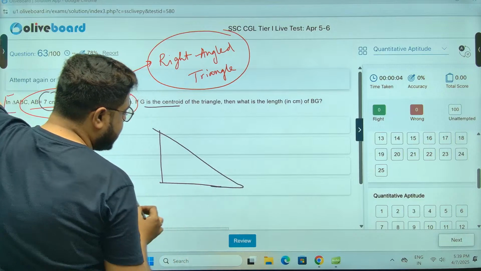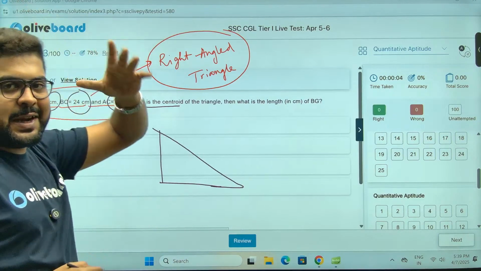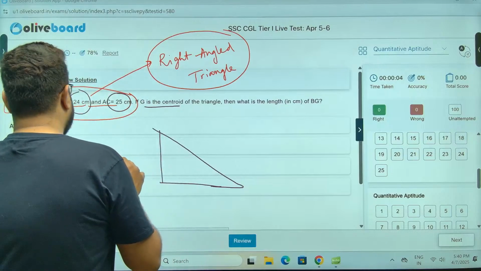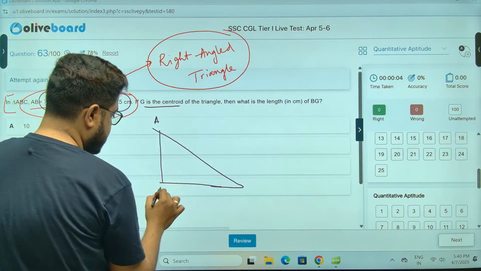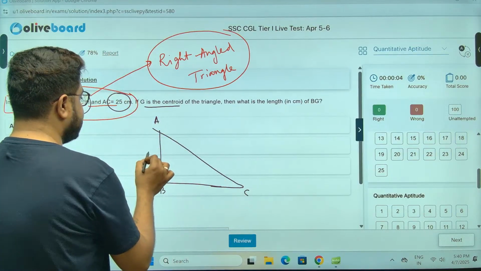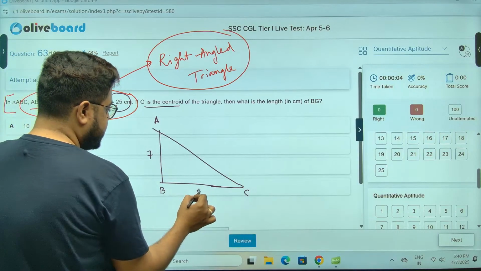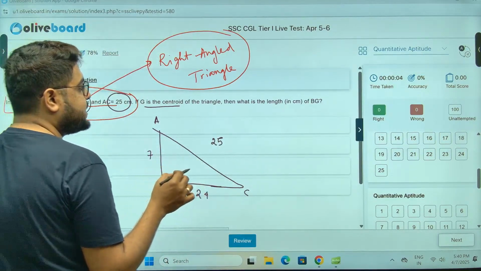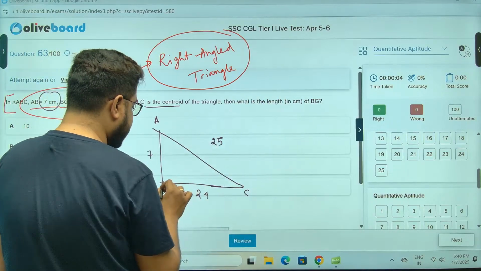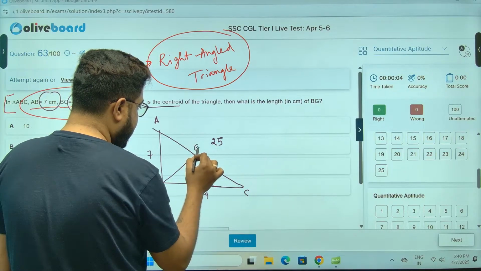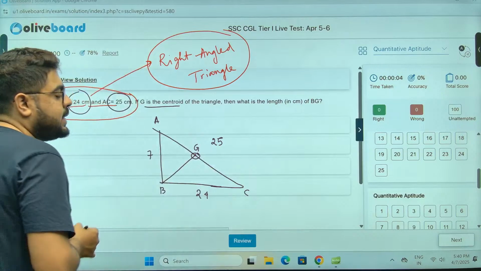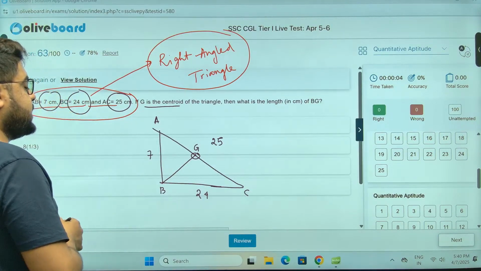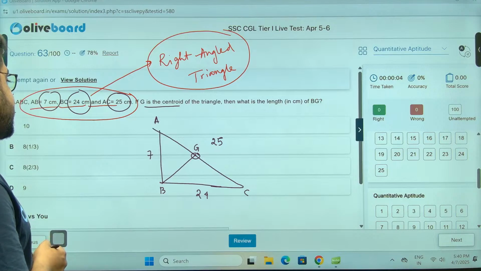So right angle triangle and centroid, it has a very unique relation. Why? Let me show this. Triangle ABC, AB is 7, BC is 24, and this is 25. G is the centroid. They are asking the length of BG. BG length they are asking, sir. One second.